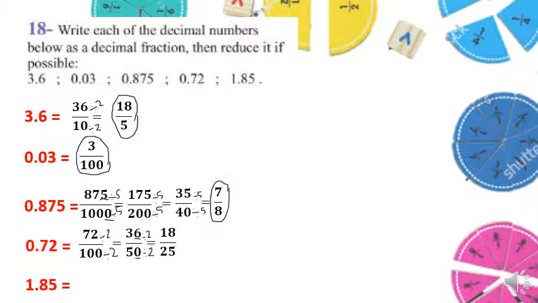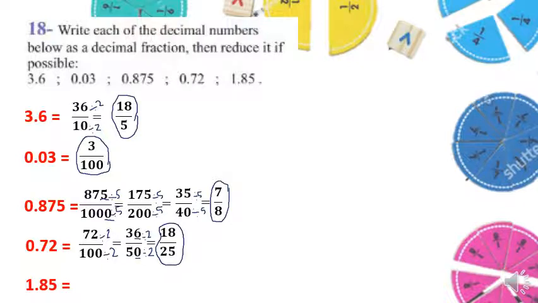Now let's look again. The divisors of 18 are 1, 18, 2, 9, 3, 6. The divisors of 25 are 1, 25, 5 times 5, which is 5. So no common divisor between 18 and 25 other than 1. So this is the simplest form.